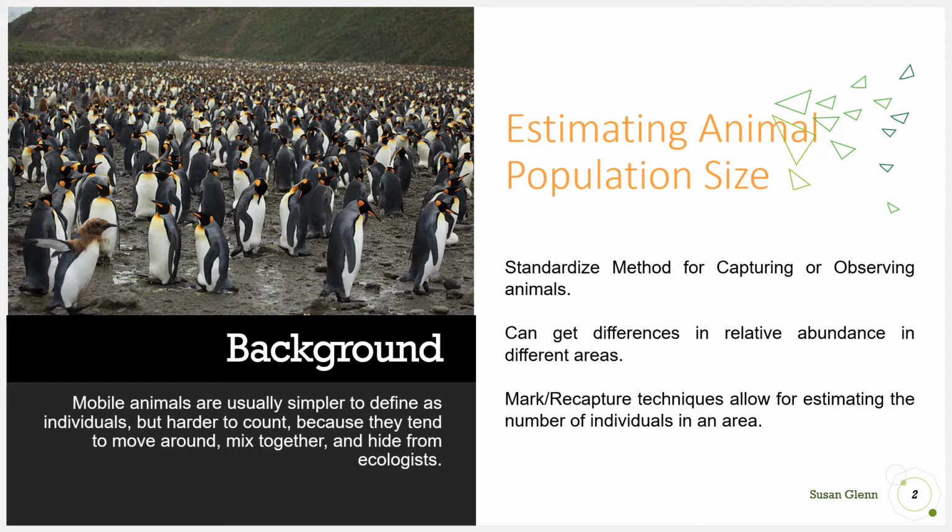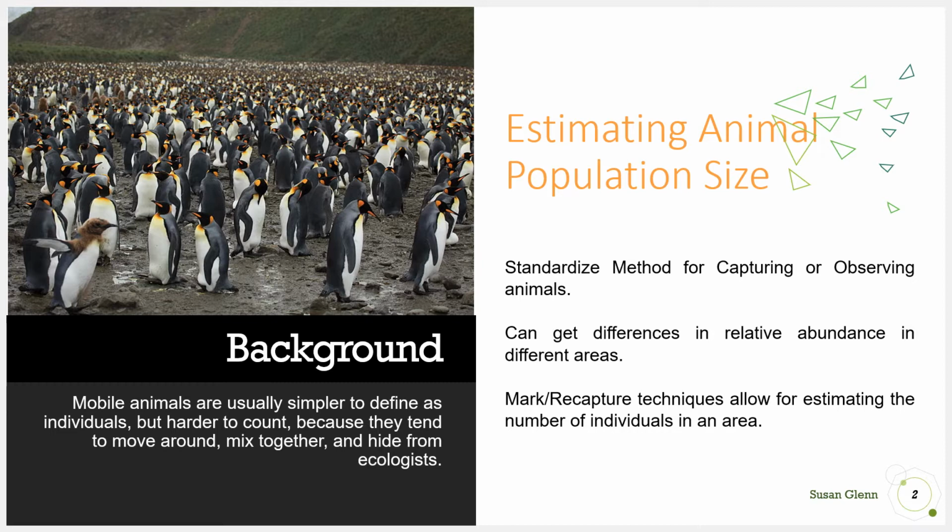However, mobile animals are also moving around. So did I already count this one? Maybe they all look the same, and I don't know whether I've already got that one. They hide from ecologists, so they don't want to be seen or counted, so you don't know how many you have. Or they might be difficult to catch. They might be up in the tops of trees or down underground, and it is difficult to get population sizes.